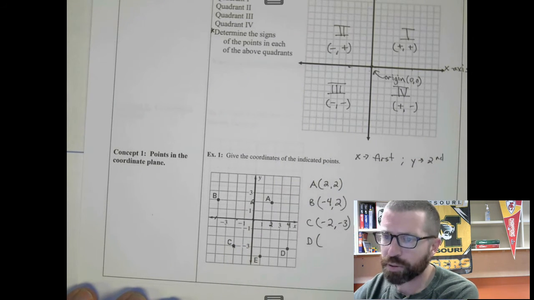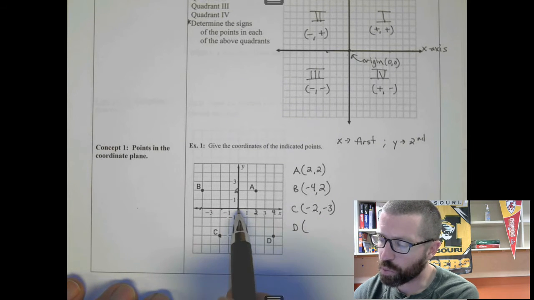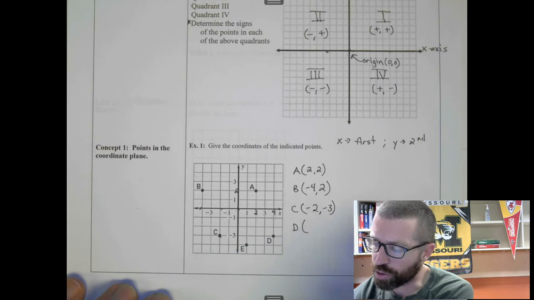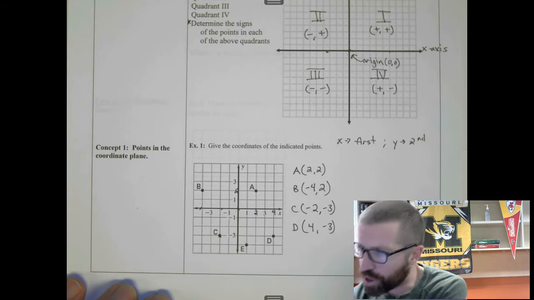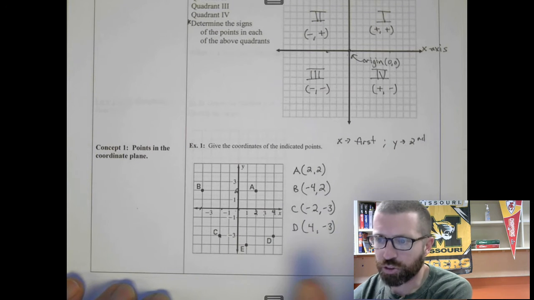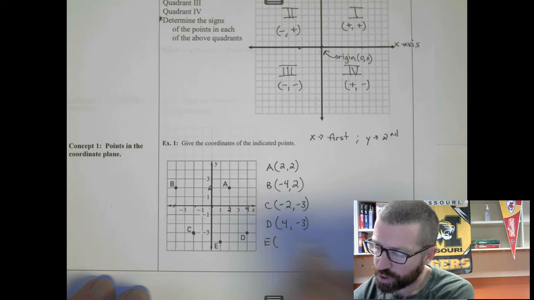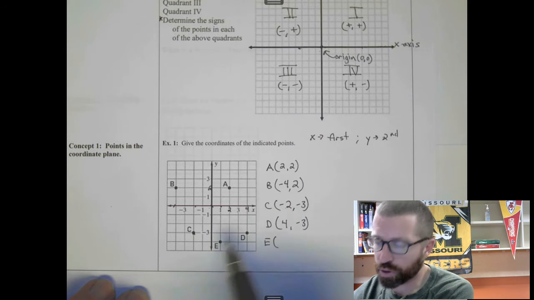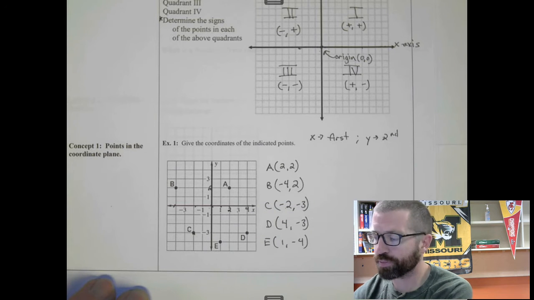And then we'll go to D. Start at the origin and walk to the right. So we're going to walk over 4, and then you walk down 3. So it'd be 4, -3. And then point E, we'll leave just point E right below here. It would be right 1 and then down 4. So it'd be 1, -4.